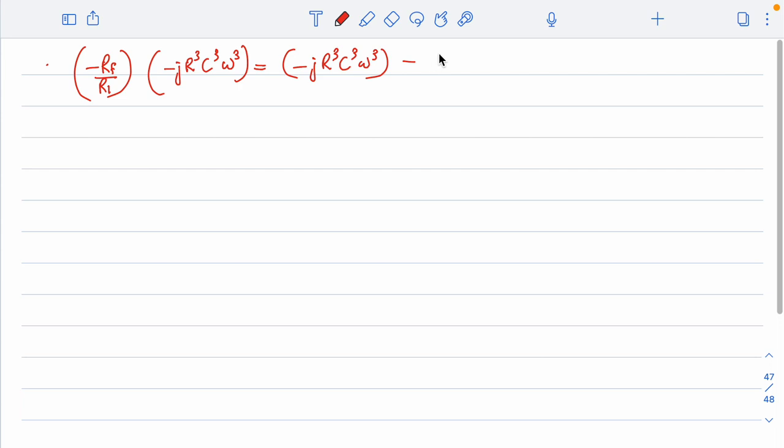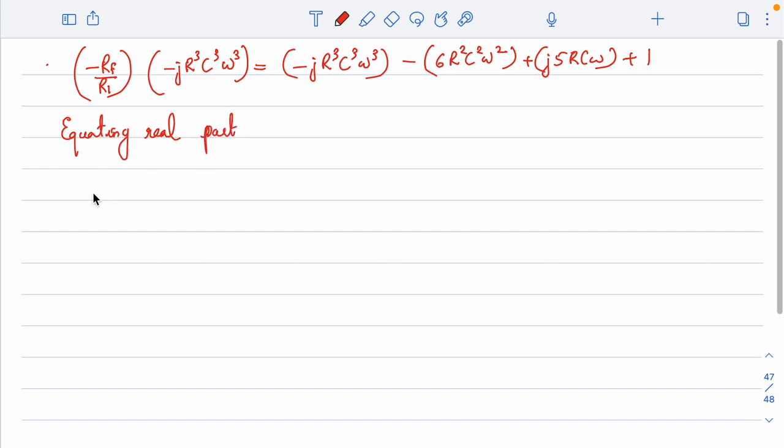If I substitute s equal to j omega and replace it, I will get minus Rf by R1. You can try this; I am just writing here directly. Omega cube minus 6 R square C square omega square plus j 5 RC omega plus 1. This is by substituting s equal to j omega. Now, I am equating the real part.